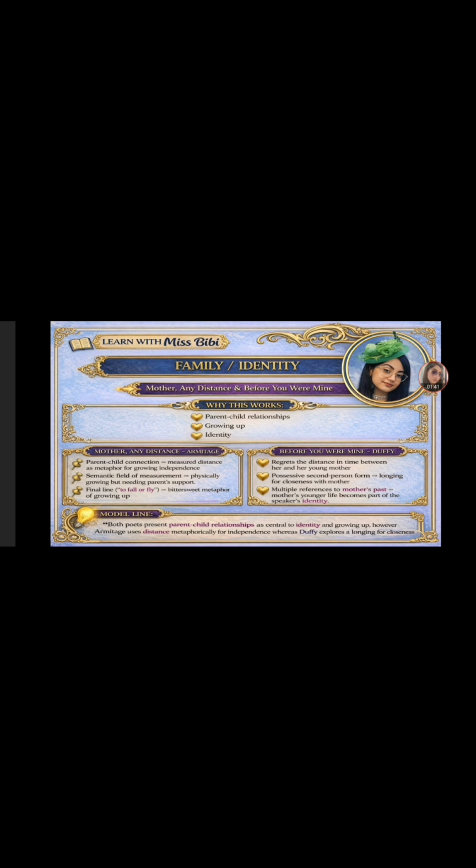What this slide shows, this is your revision map. Armitage: distance keeps growing, support leads to independence, "to fall or fly" shows transition. Duffy: memory and past, longing and regret, identity shaped through reflections. Take a screenshot of this infographic because this is your essay plan.